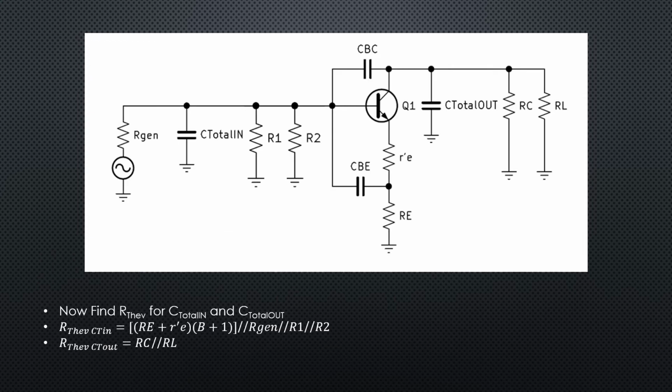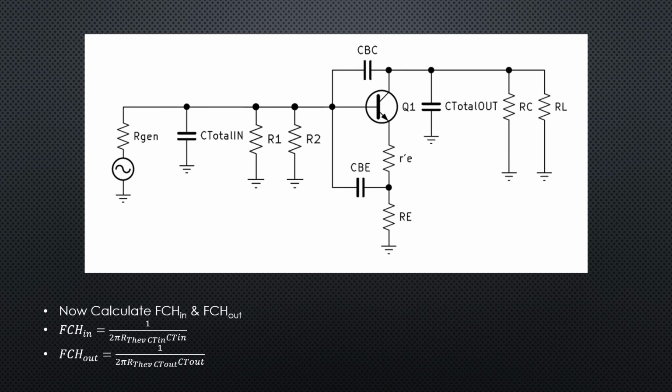Here we've added up all of our input capacitances and our output capacitances, and we've got a C total in and a C total out. Now we can Thevenize from those two capacitors and find an R Thevenin C total in and a R Thevenin C total out. We can use our R Thevenin C total in now and our R Thevenin C total out to calculate FC high in and FC high out.